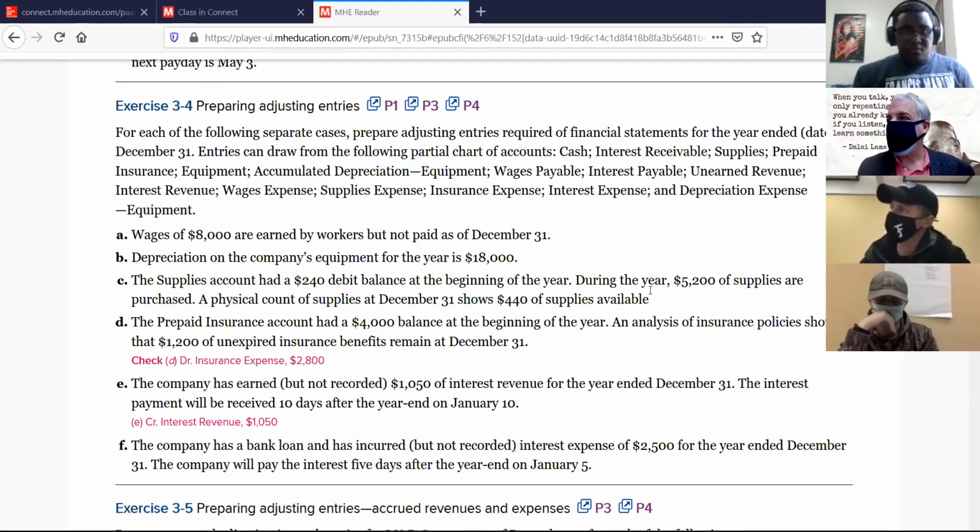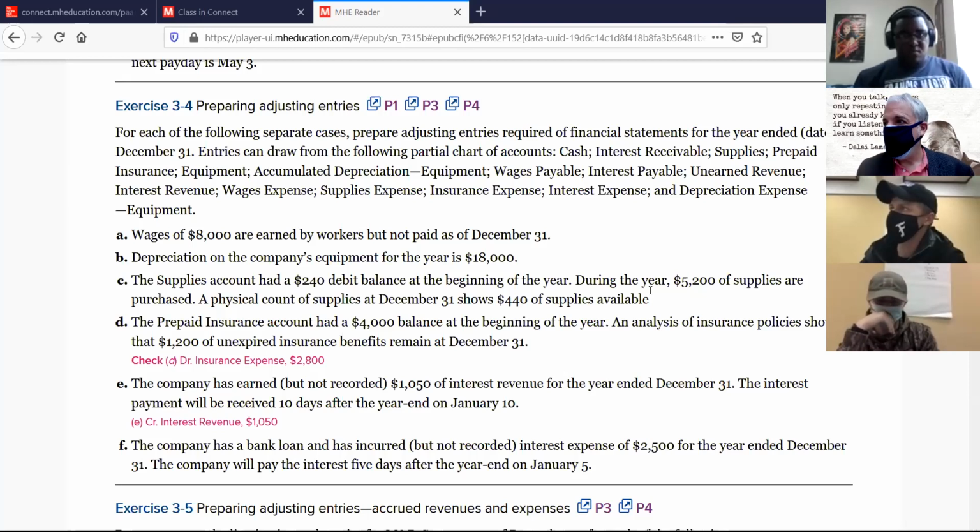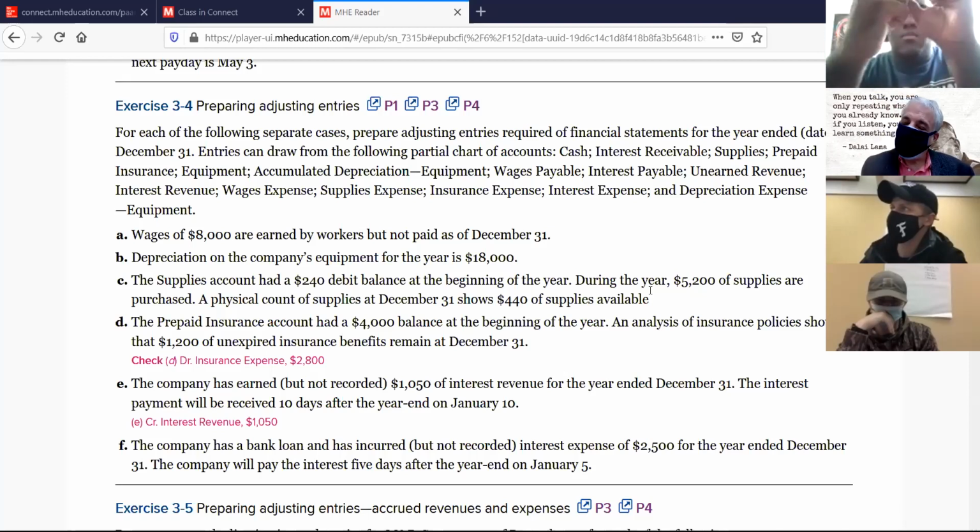I've got supplies inventory sitting on my books. I've got prepaid insurance sitting on my books. I've got unearned revenue. I got cash and I got unearned revenue sitting on my books for 10 grand, and then I have to move it over to earned revenue. Or I bought the supplies and now I need to move it from my asset down to my expenses. So technically, those are deferrals, not accruals.